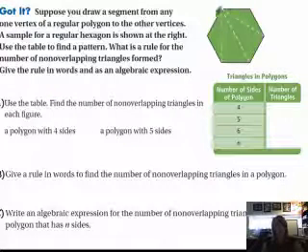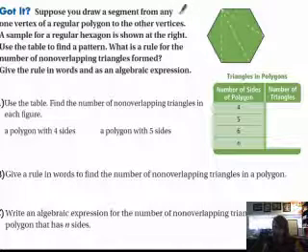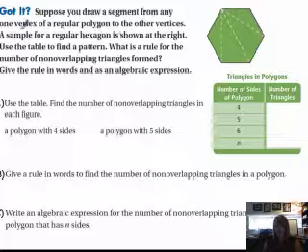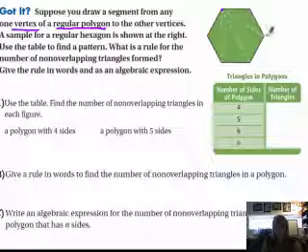Here we have a real-world application. Suppose you draw a segment from any one vertex of a regular polygon to the other vertices. Now let's make sure that we understand this problem. It's talking about a vertex and a regular polygon. A regular polygon is any multi-sided figure where all the sides are the same length. And a vertex is this little point right here. And see, this one happens to have several of them.